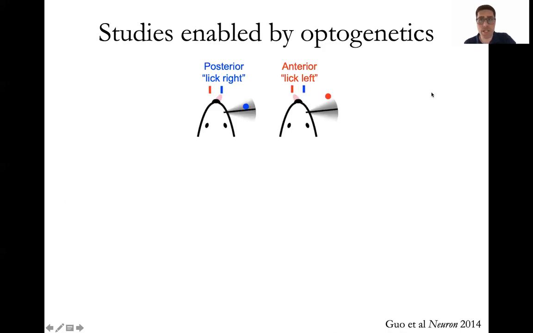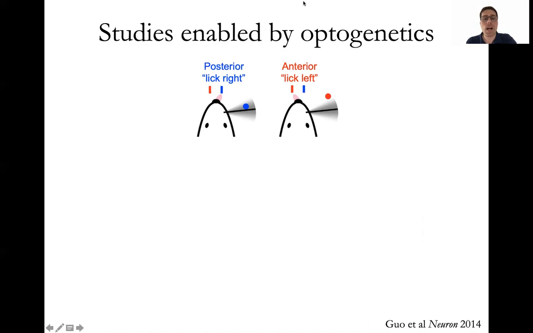Okay, here's another interesting study enabled by optogenetics, now showing off the spatial aspect of it, how it's useful to direct activation to different parts of an animal brain. And this is from an excellent study from Karel Svoboda's lab in Neuron 2014, Guo et al.